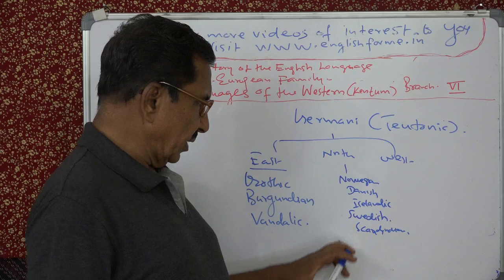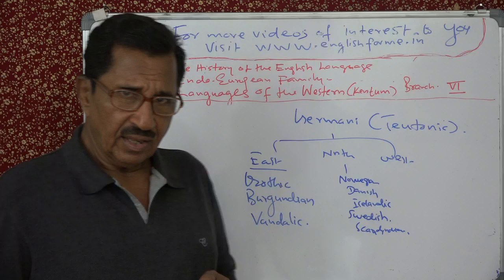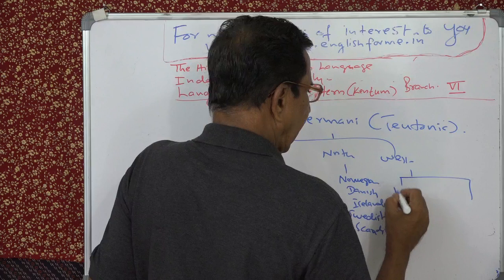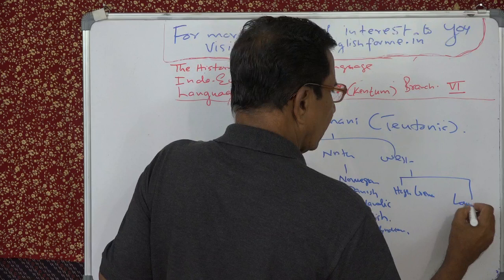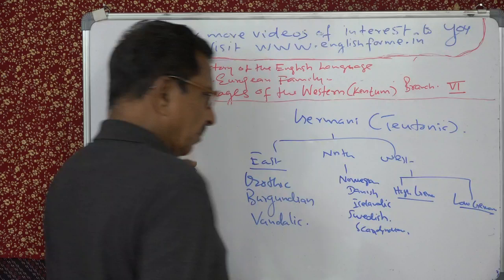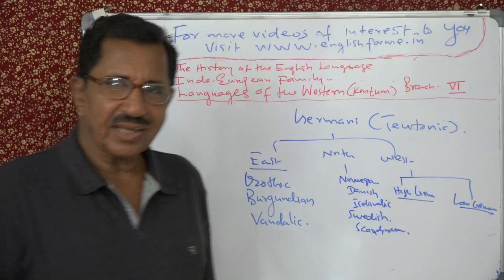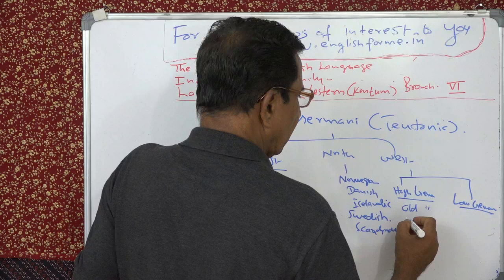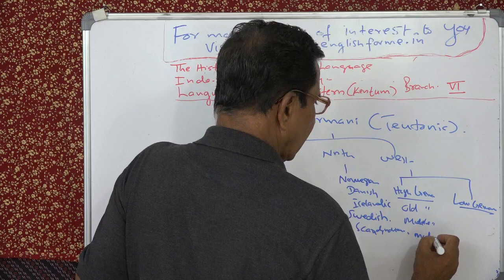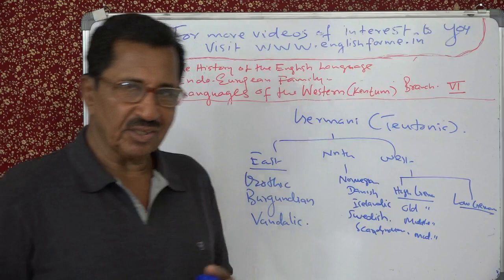Now, West Germanic has High German and Low German. So you have two. Now we are coming to the birth of English. So be careful, attend, concentrate on this. In High German, you have Old German, Middle German, and Modern German. Modern German is the literary language of Germany today.